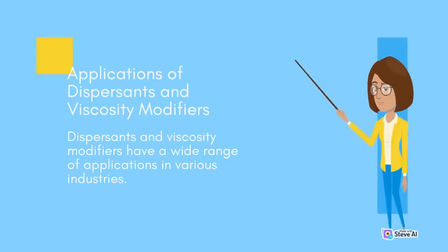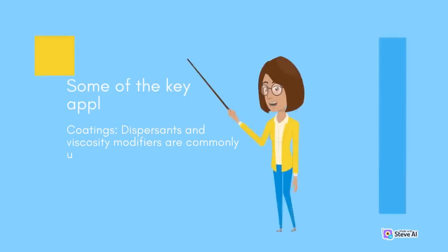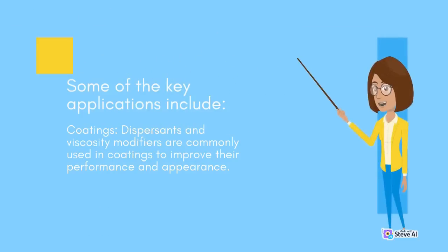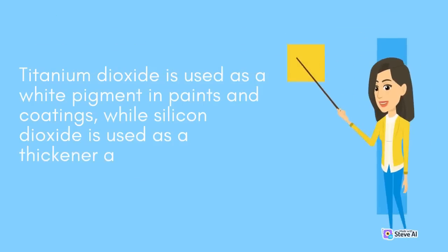Applications of dispersants and viscosity modifiers. Dispersants and viscosity modifiers have a wide range of applications in various industries. Some of the key applications include coatings. Dispersants and viscosity modifiers are commonly used in coatings to improve their performance and appearance. Titanium dioxide is used as a white pigment in paints and coatings, while silicon dioxide is used as a thickener and viscosity modifier.